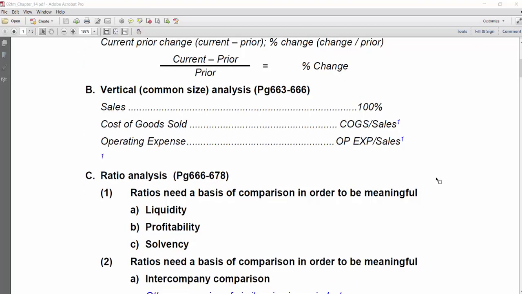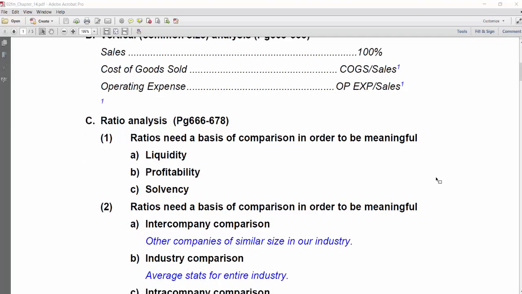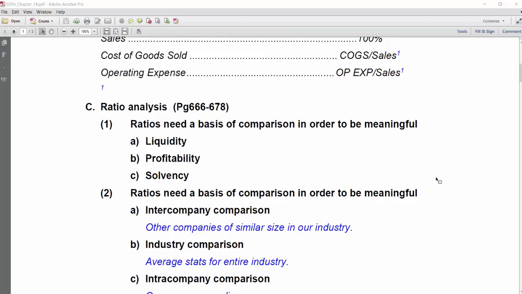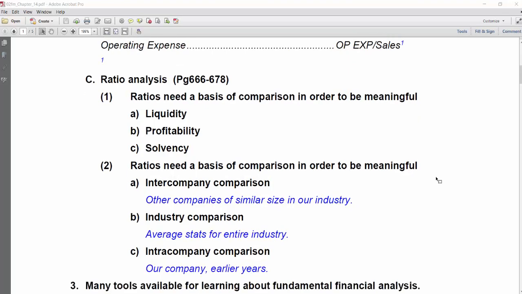They need some kind of basis of comparison in order for a ratio to be meaningful. You can compare your company to another company of similar size in your industry. You can compare your company to the industry average for your entire industry, and you can compare your company to itself in earlier years. All of these are ways to get meaningful comparison data.